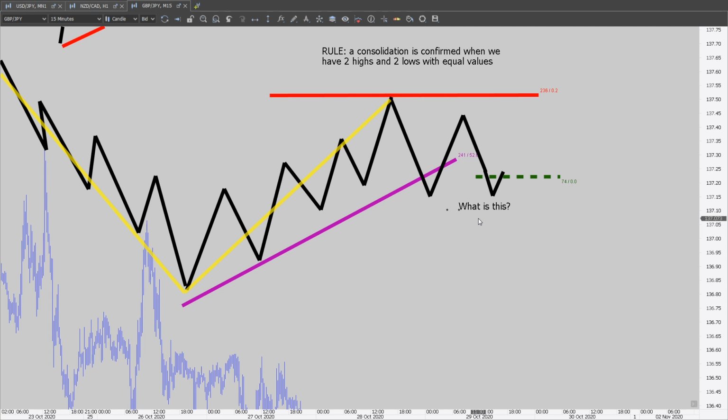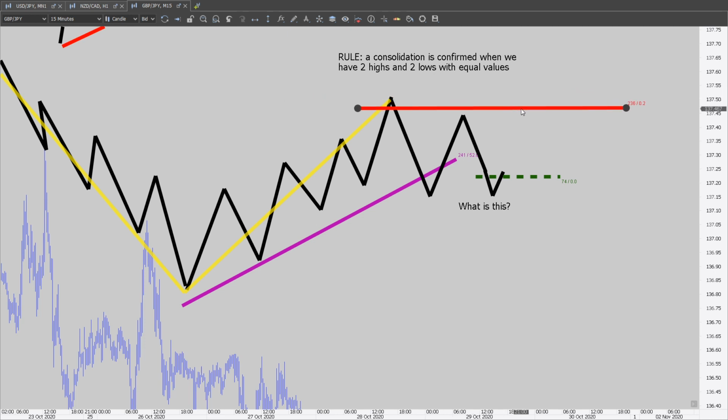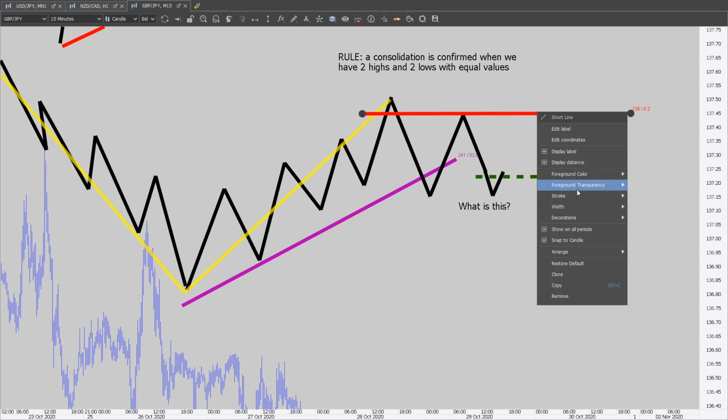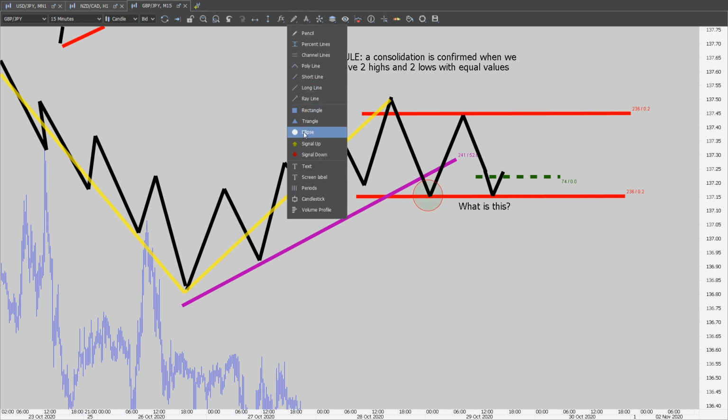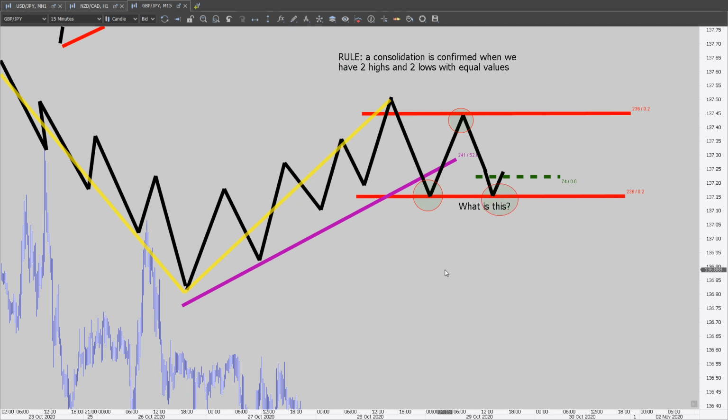Look at the rule, everybody. It's the beginning of an extension. Consolidation, 75% confirmed, exactly. So the rule: consolidation is confirmed when we have 2 highs and 2 lows at equal values. I'm going to put this down in here and clone. So we have a 75% consolidation. 1 is 25, 2 is 50, 3 is 75. 2 lows at the same position, not confirming a downtrend or uptrend.